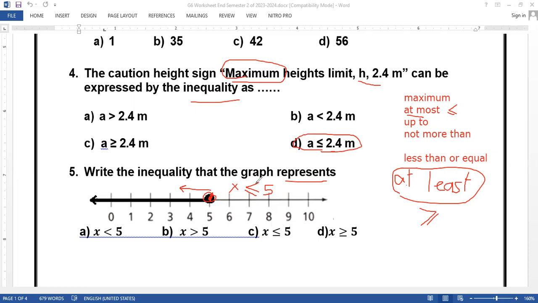So look, this less than or equal goes left, and this arrow goes left. So they are the same direction. But why do I put equal? Why don't I use just this? Because the circle is closed, I put this equal. So x is less than or equal to 5.